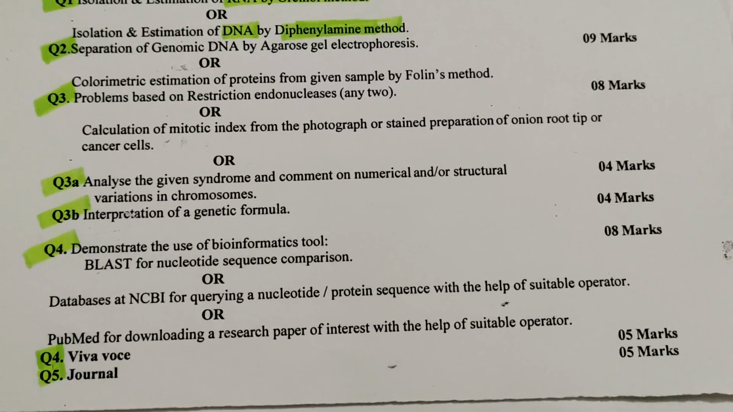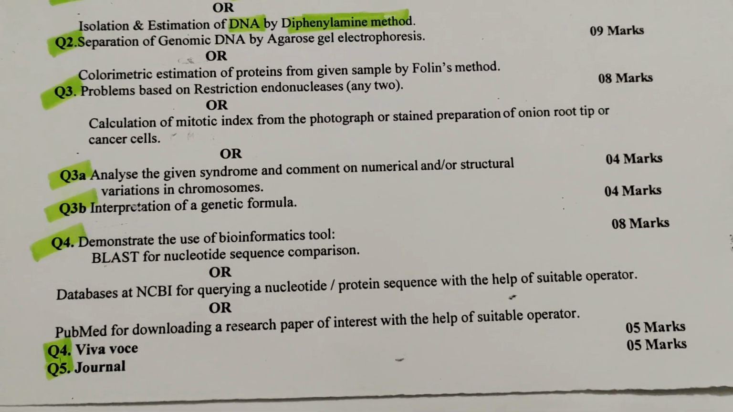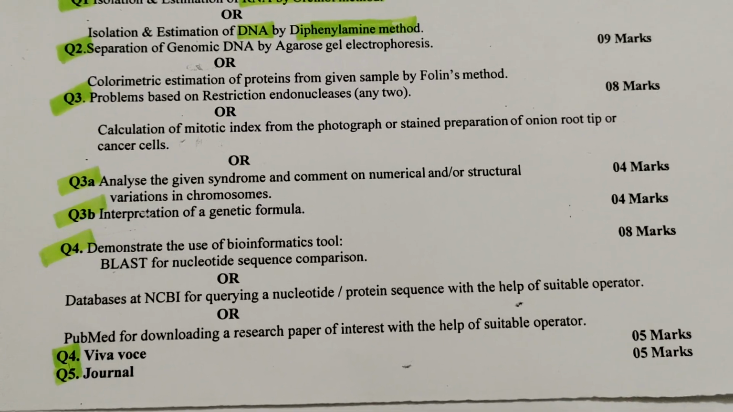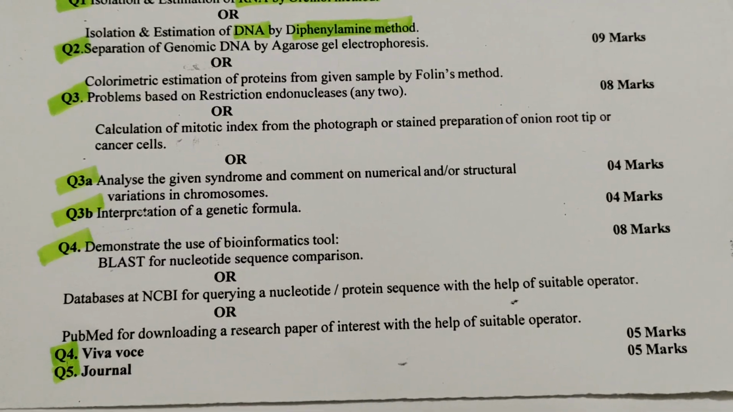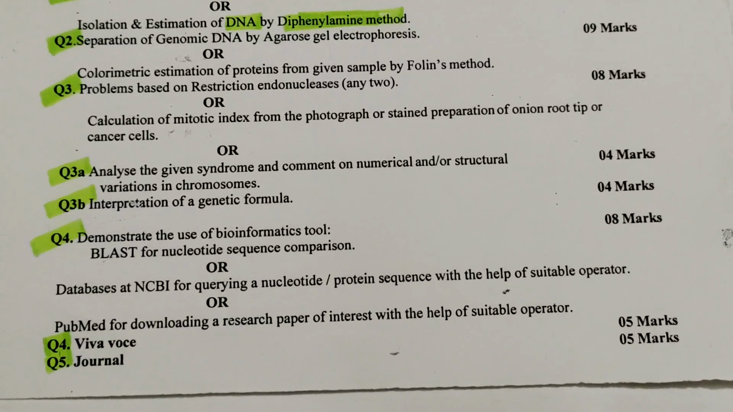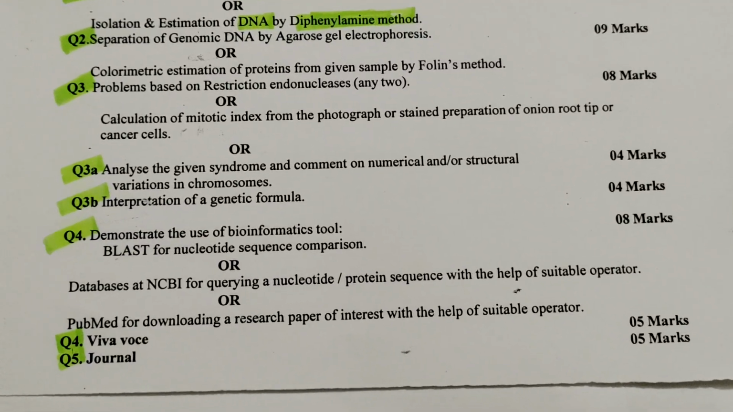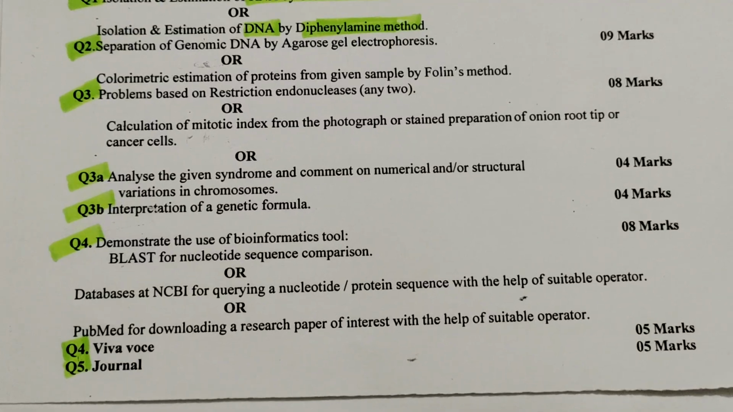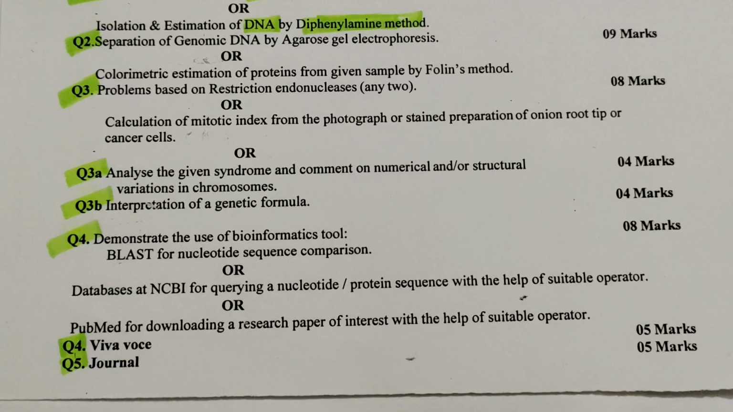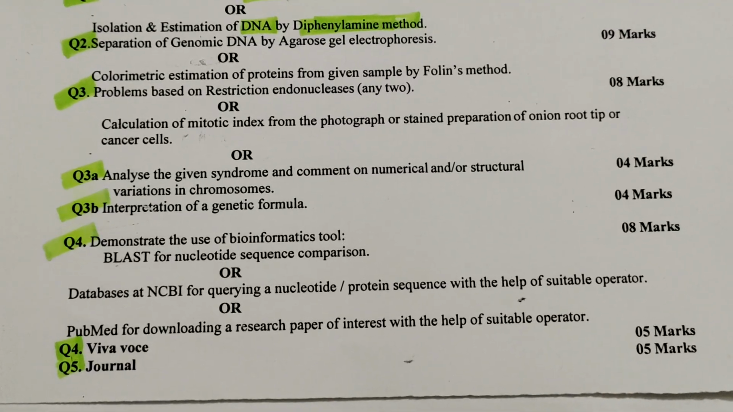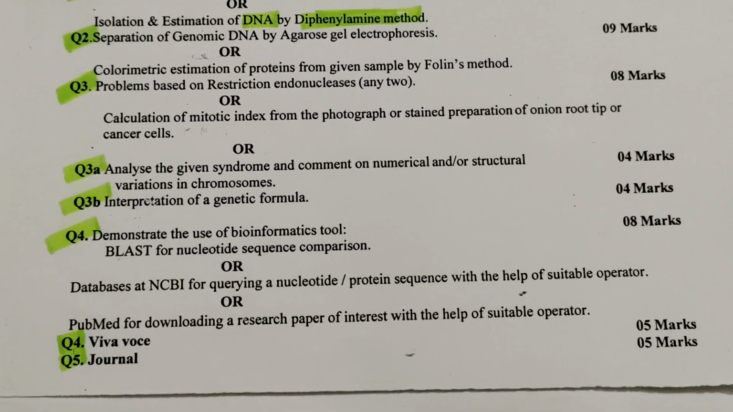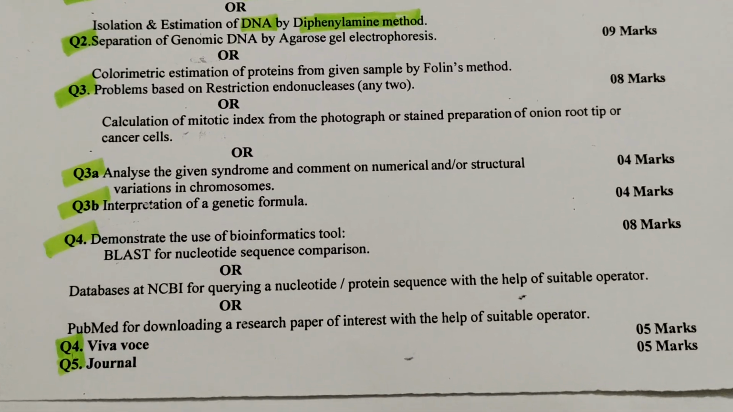Question number 4 is demonstrate the use of bioinformatics tool, carries 8 marks. BLAST for nucleotide sequence comparison, a database at NCBI for querying nucleotide or protein sequence with the help of a suitable operator. So you are supposed to find a nucleotide sequence and do the BLAST. PubMed for downloading. So you are supposed to download a research paper using PubMed with the help of a suitable operator. So question number 4 is related to bioinformatics, carrying 8 marks over here.